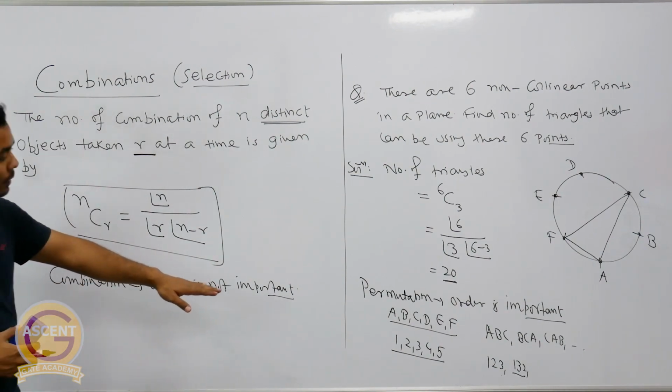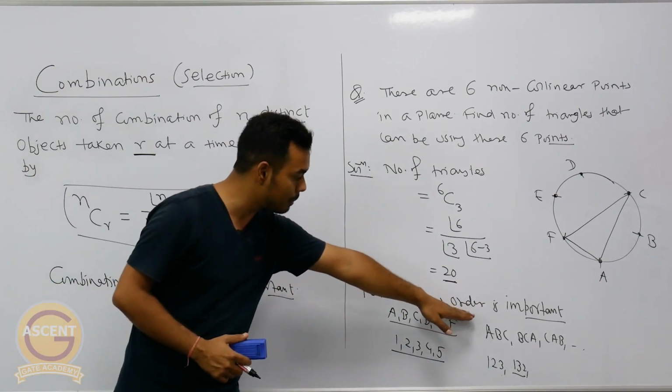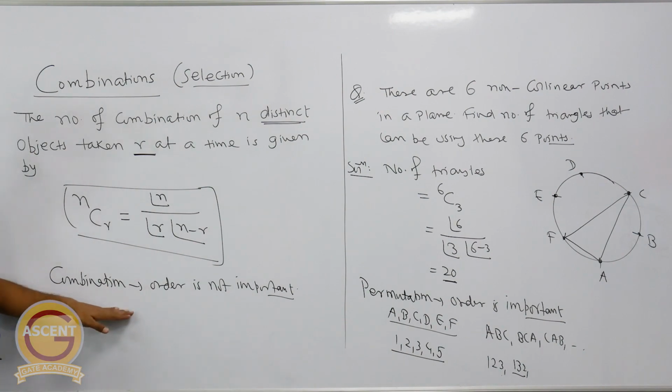So this is the very basic difference between permutation and combination. You have to use nPr when order is important. You have to use nCr when order is not important.